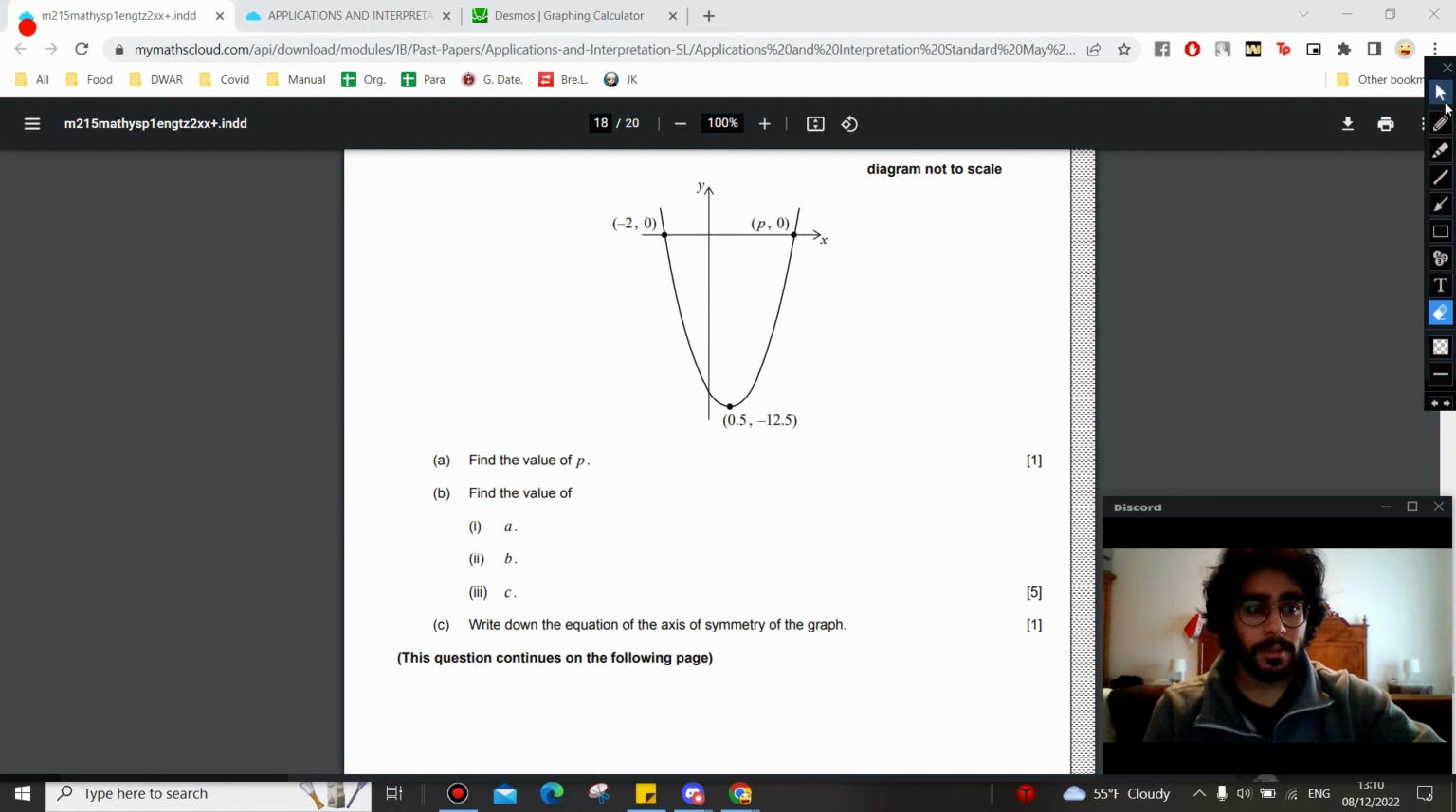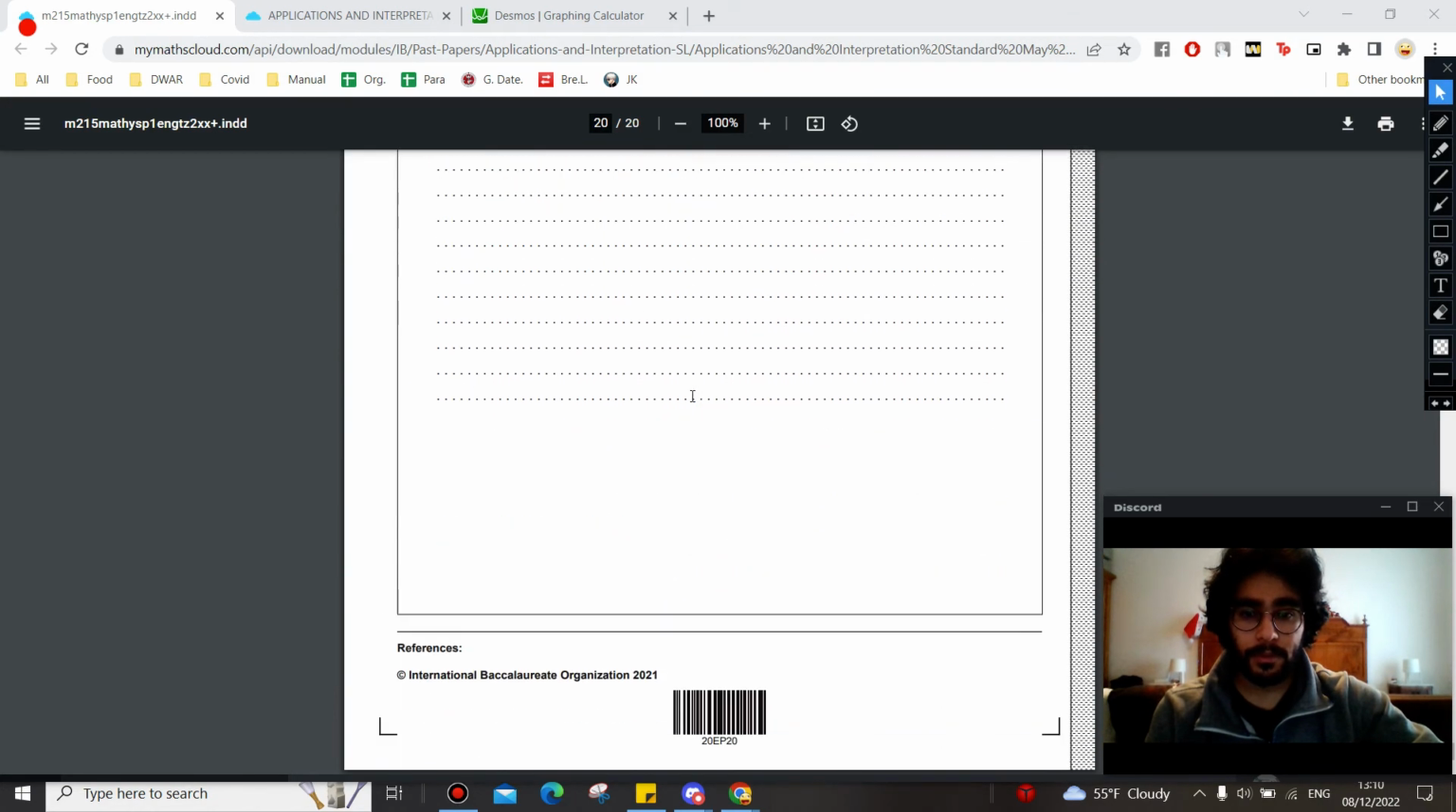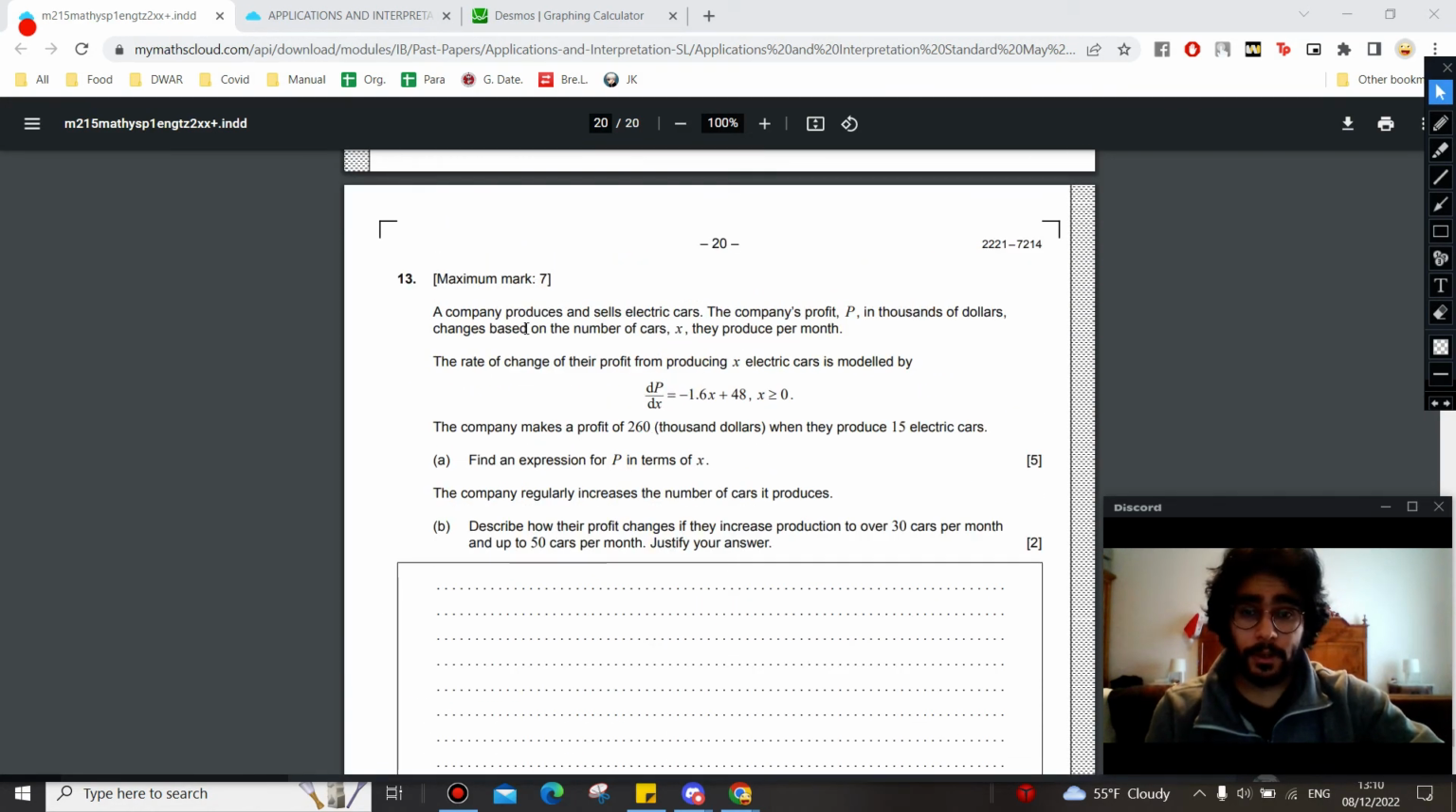Okay, done with this question, and I think that this is the last one. A company produces and sells electric cars. The company's profit P in thousands of dollars changes based on the number of cars they produce per month. The rate of change of their profit from producing x electric cars is modeled by this. Okay, this is the rate of change of the profit. The company makes a profit of $260,000 when they produce 15 electric cars.